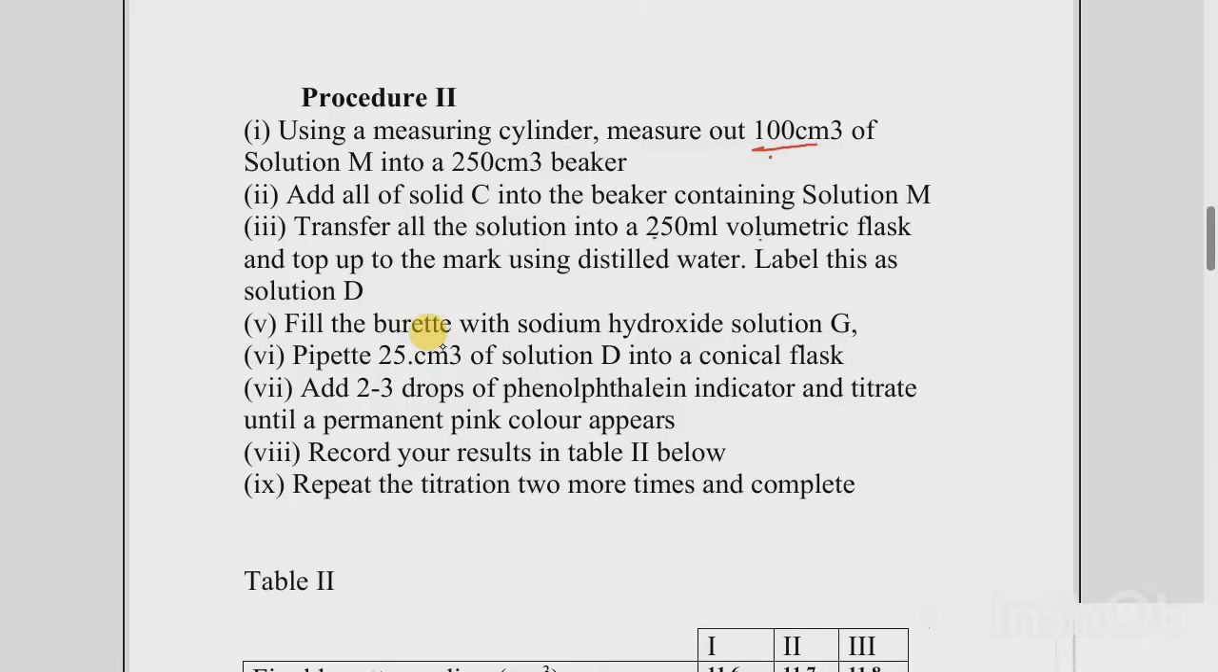Now when we dilute the remaining solution into 250 cm³, you need to know that the number of moles that remained in the 100 cm³ of solution M after reacting with solid C will be equal to the number of moles in 250 cm³ of solution D. Did you hear that? The number of moles that remains after reacting with solid C is equal to the number of moles in the 250 cm³ solution that we are going to prepare inside here. That is the critical thing that you need to master.